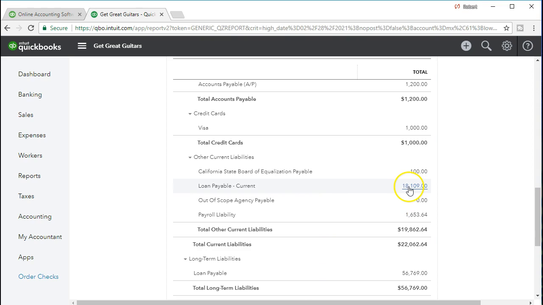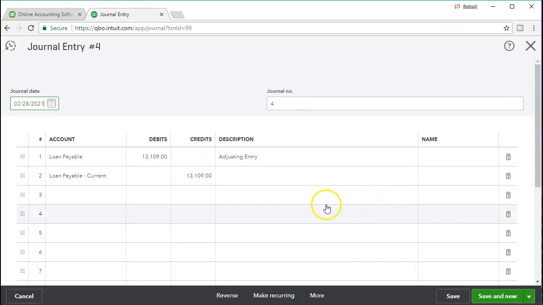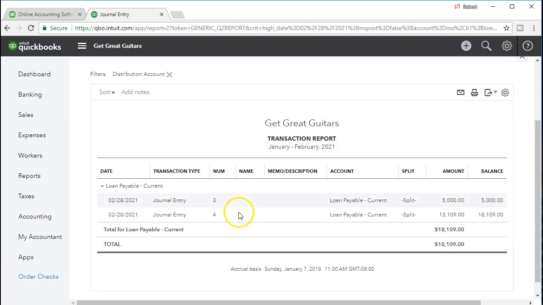If we click on that, we see the activity. There's the 5,000 we moved up here. Here's the $13,109. If we select that item, here is our journal entry. And note, once again, it goes to a journal entry, even though we put it into the register. So it's crediting the current portion, increasing the current portion of a liability, and debiting the loan payable long-term portion to decrease it. If we close that back out, that's the current portion.